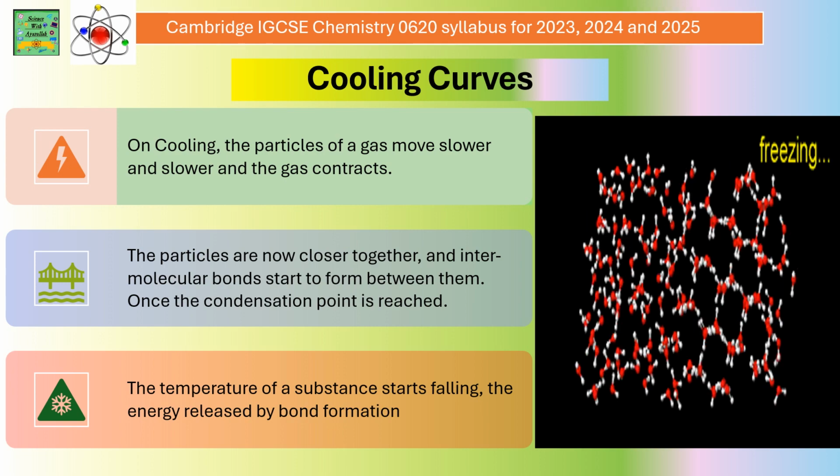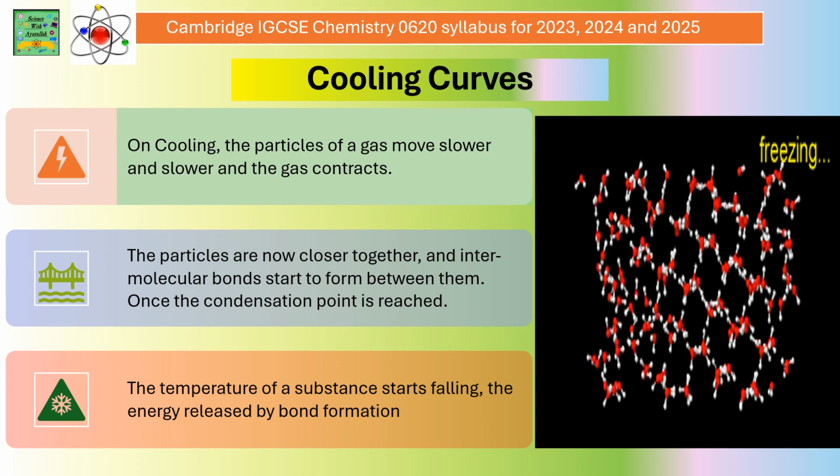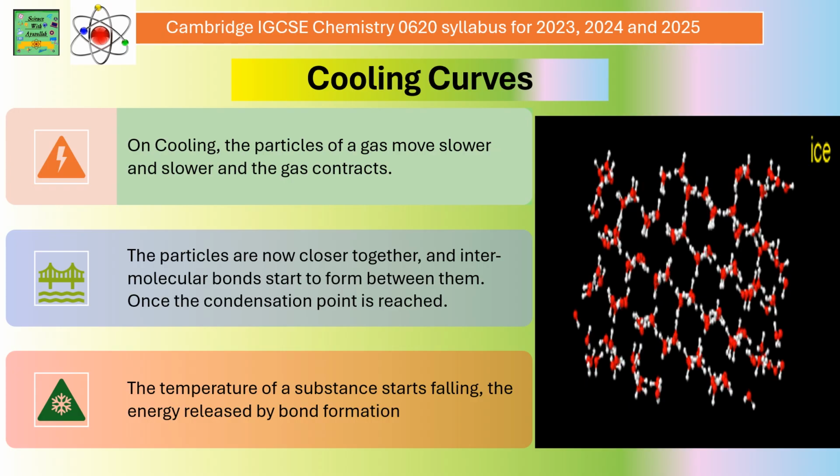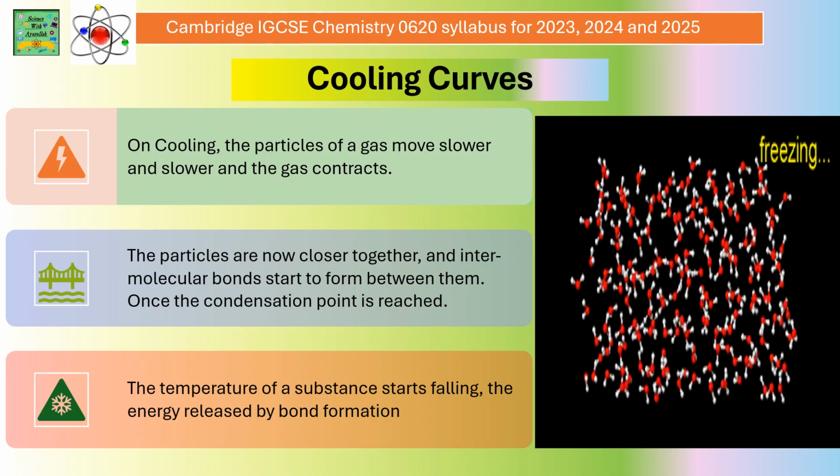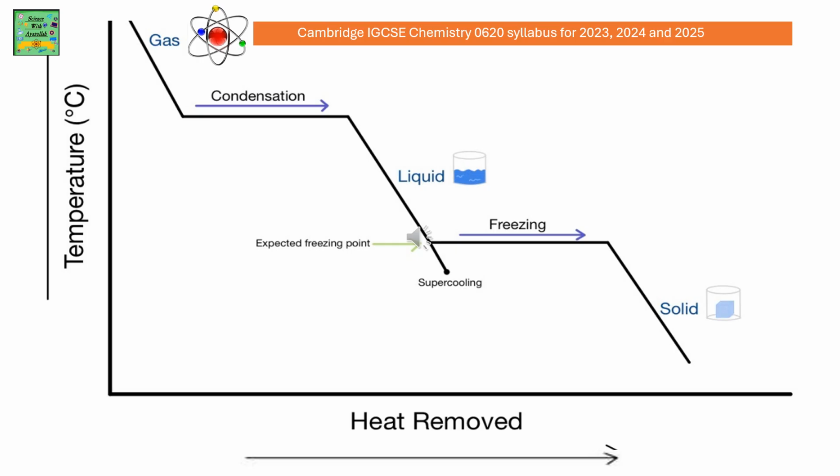Once the condensation point is reached, the temperature of the substance starts falling. The energy is released by bond formation. This graph represents the cooling curve.